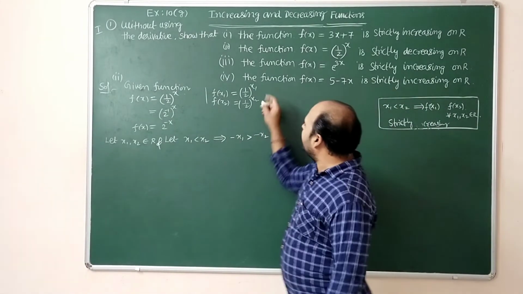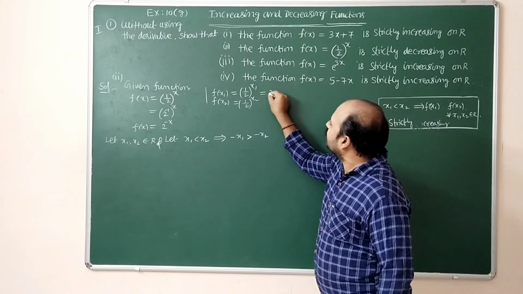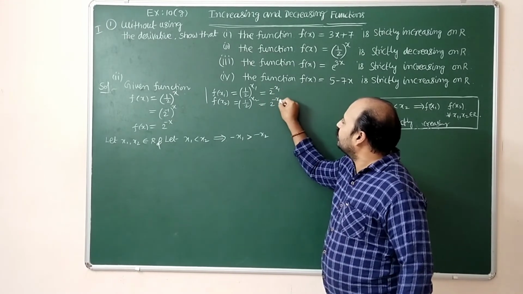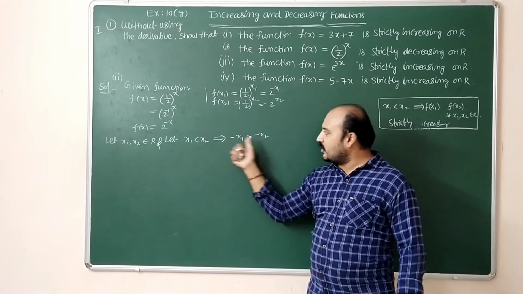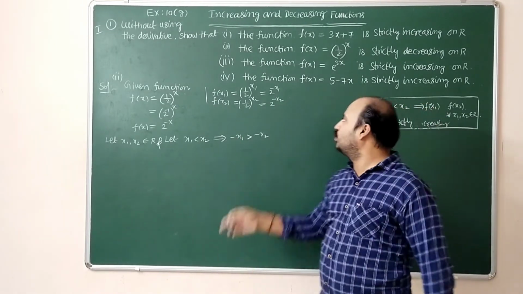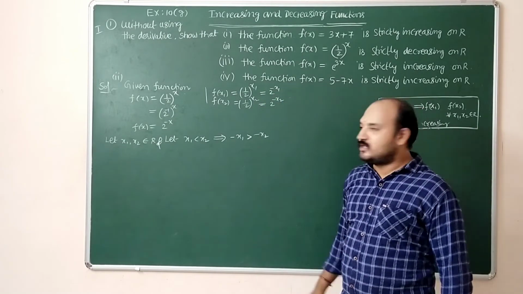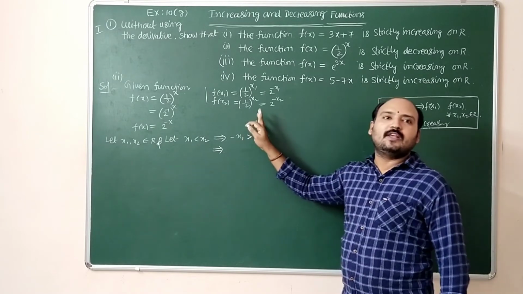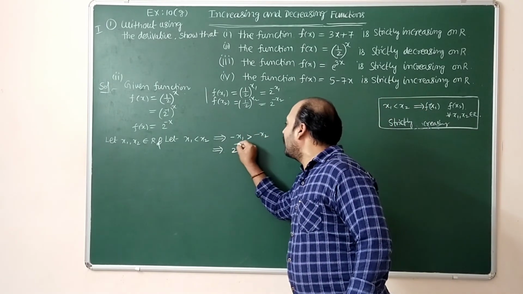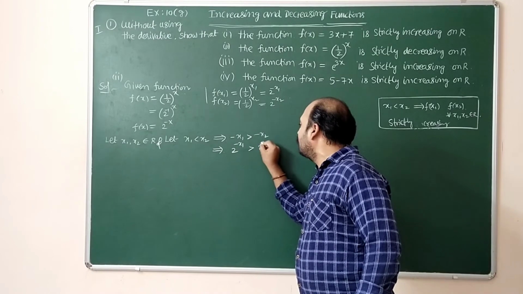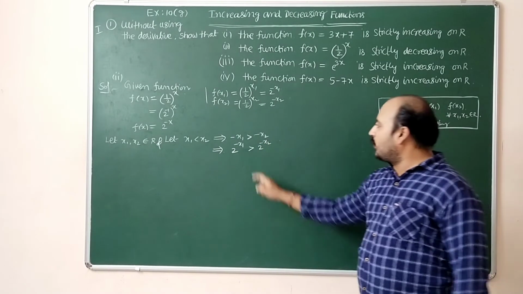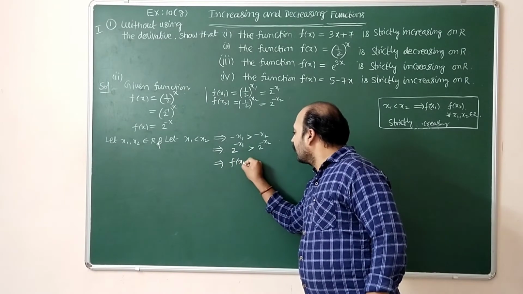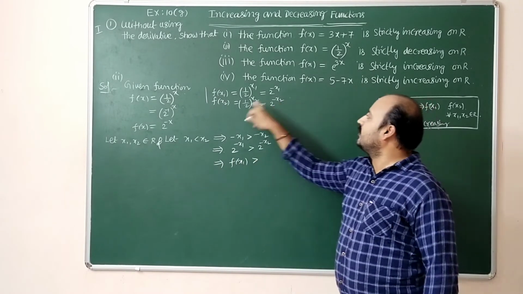But our requirement is 1 by 2 whole power x1, which means 2 power minus x1. This is 2 power minus x2. So here minus x1 and minus x2 are there. We raise the power of 2 on both sides. If you raise the power, the value will increase, so it won't change anything. 2 power minus x1 is greater than 2 power minus x2. 2 power minus x1 means what? f of x1. Greater than 2 power minus x2, which means f of x2.